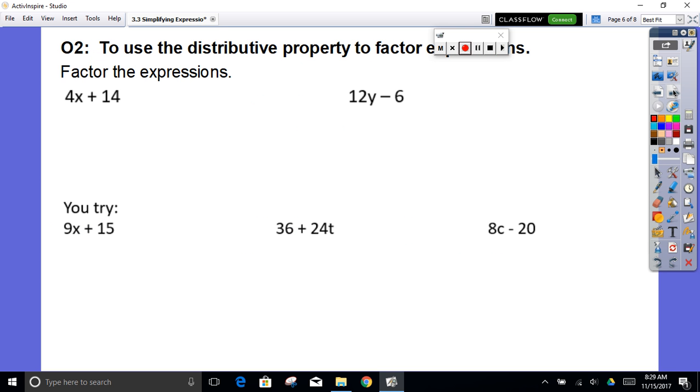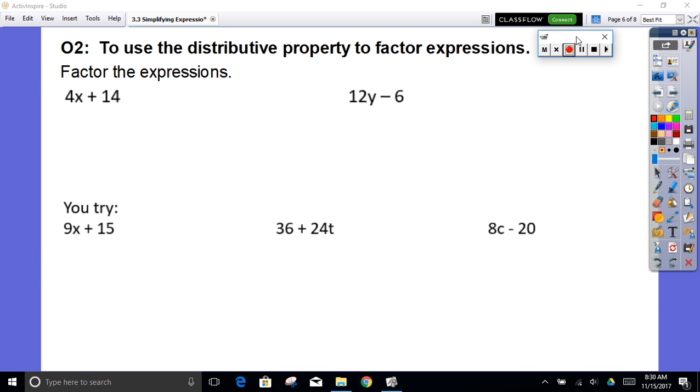Next objective, to use the distributive property to factor expressions. When we factor expressions, we're doing the reverse of what we just did. We're figuring out what we could take out of both of those numbers. In other words, what number goes into them by division that we could take out, put outside the parentheses, and leave something inside. So we look at the coefficient in front of the x and the constant, and we look to see if there are any common factors. Specifically, we want the greatest common factor.